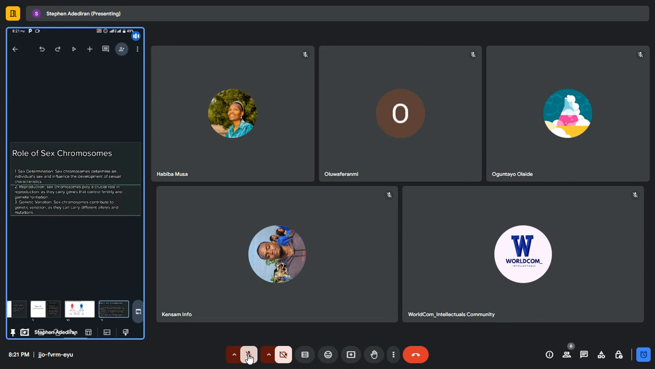The first one is sex determination. The fact that XX is for female and XY is for male means that once you know this individual has XX chromosomes, most likely it's a female. This individual has XY chromosomes, most likely it's a male. Are you getting it? So it's for sex determination. The next one is reproduction. These sex chromosomes play a crucial role in reproduction as they carry genes that control fertility and gamete formation. The last one is genetic variation. These sex chromosomes contribute to genetic variation and can carry alleles and mutations.